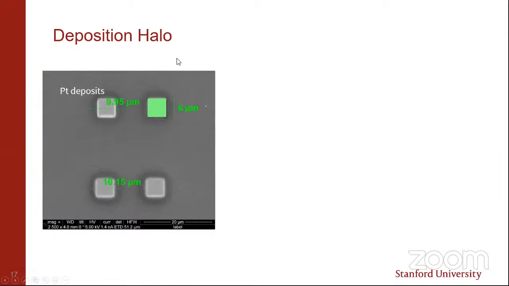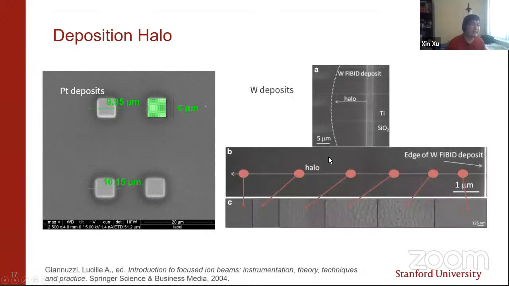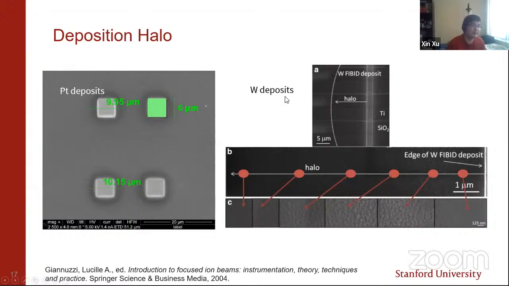Another feature of the deposition is the halo effect. So what is the halo effect? You can definitely do the deposition, but the precursor sometimes will deposit outside of the region. You can see the scales of the measurements here. If I only deposit a 6 micron square, but with the X-ray features, you can see there are some platinum deposits outside of this square.